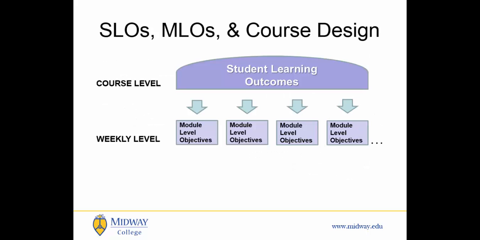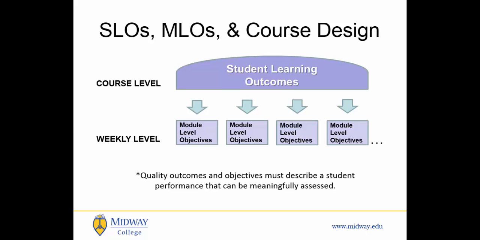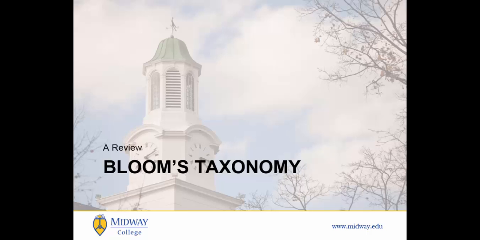This slide provides a graphic of the relationship between SLOs and MLOs. As you can see, the MLOs should derive from the SLOs. This is a critical component of course alignment, and the process for this will be discussed in the next instructional video. Whether discussing both MLOs, SLOs, a quality outcome or objective must describe a student performance that can be meaningfully assessed. Now we will review Bloom's taxonomy, the framework we will use for course alignment.